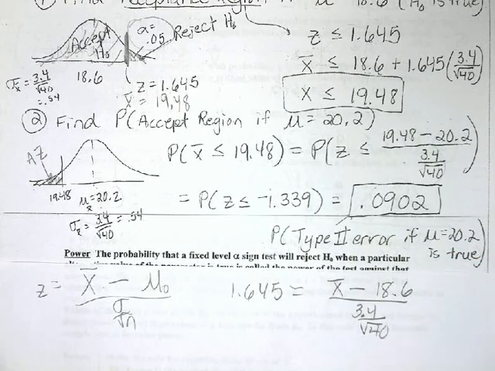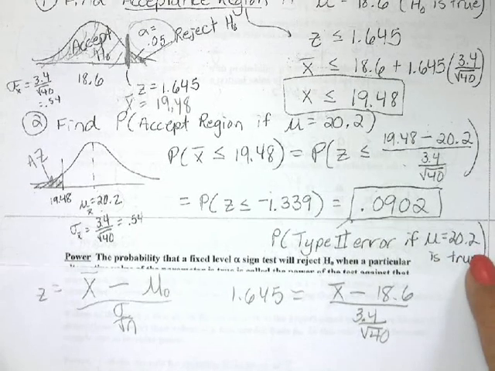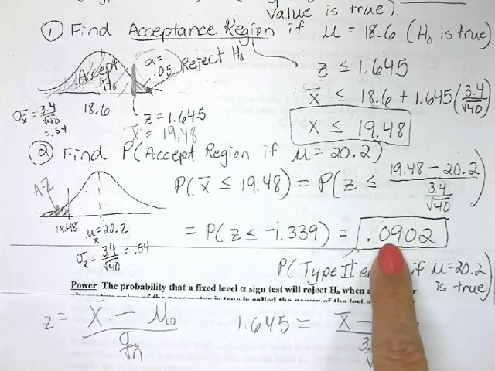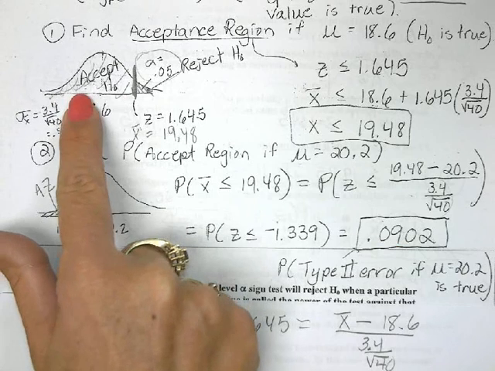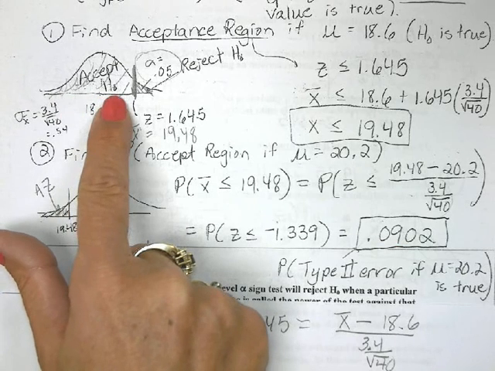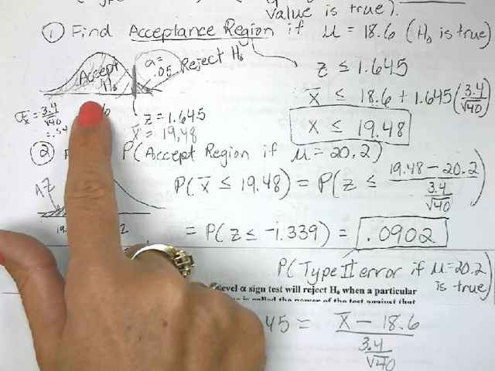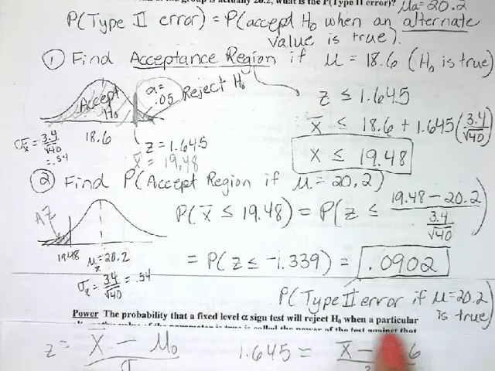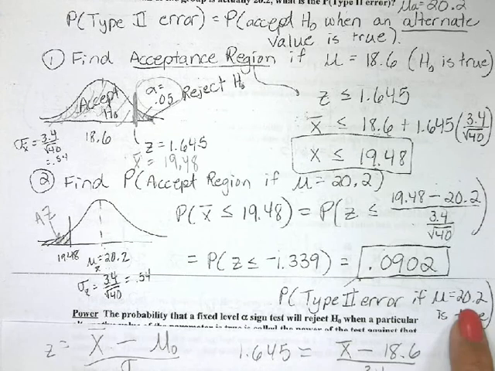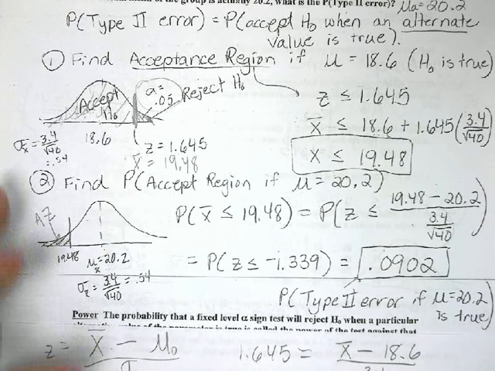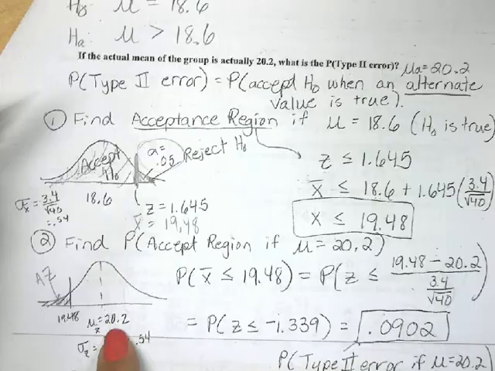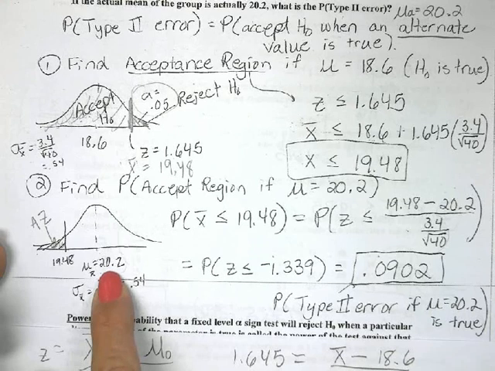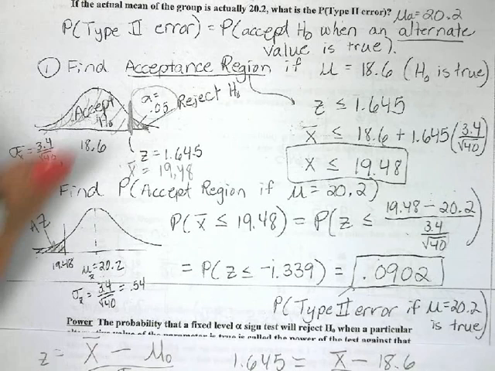So if Wannabe's high school is really 20.2, 9% of the time I'm going to make a mistake and say, oh no, that's just normal variability when I sample 40 numbers. And I'm going to say that my mean is not different from 18.6, that it's just the same, when in fact it's actually higher than 18.6. It's all the way up to 20.2. Now the further that this number is away from what we're assuming, the less likely we are to have an error. And we will do some more examples to see that type of thing in class.